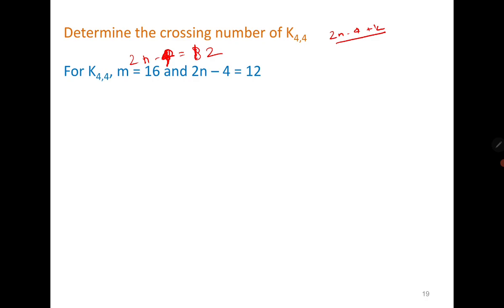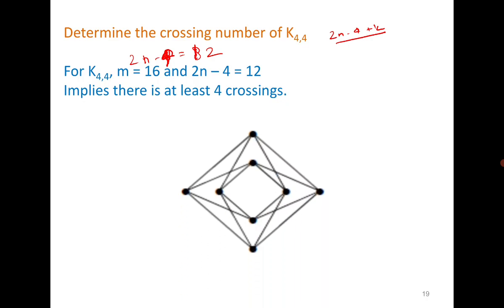And K4,4 has 16 edges. It means it has at least 4 crossings. If you can find a drawing with 4 crossings, please do try by yourself, then you can say that the crossing number is 4. So this is the drawing with 4 crossings. Recall that a bipartite graph has no odd cycles, and it's a complete bipartite graph, so all the cycle lengths are 4. So you need to try to draw it in such a way, with cycles of length 4, that it would have 4 crossings.